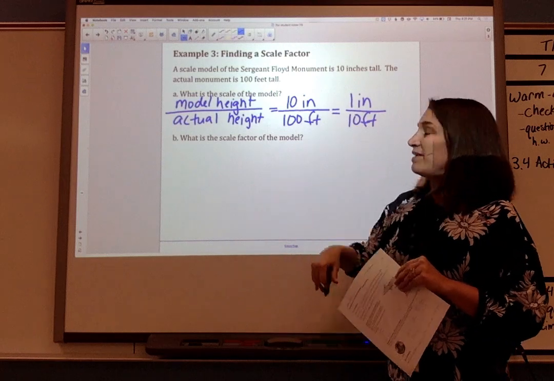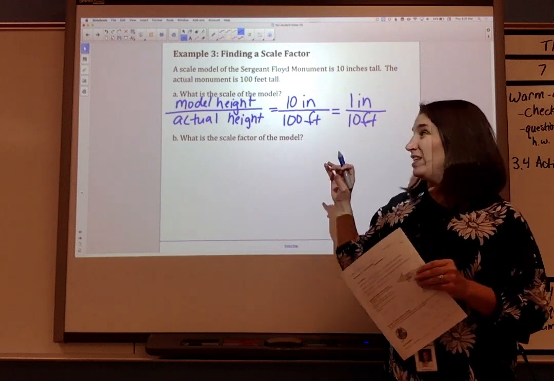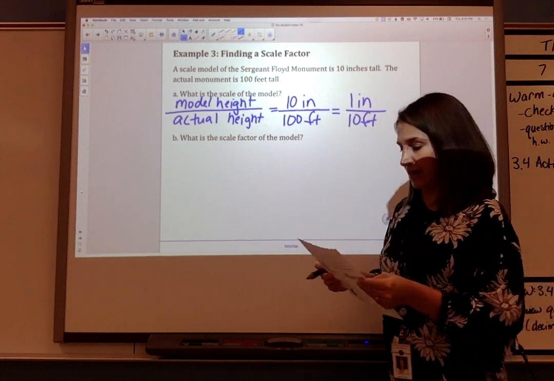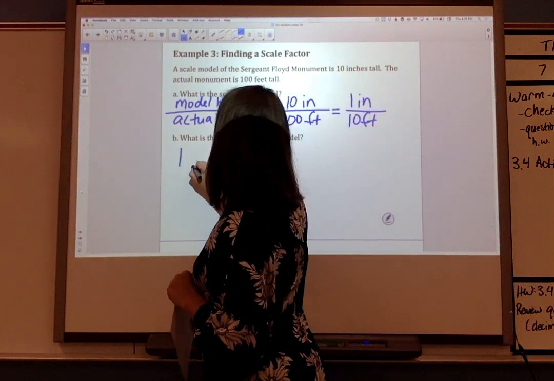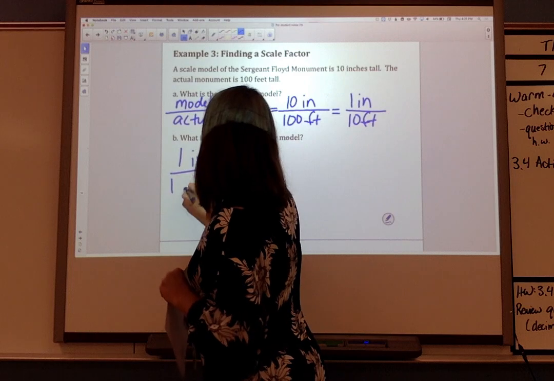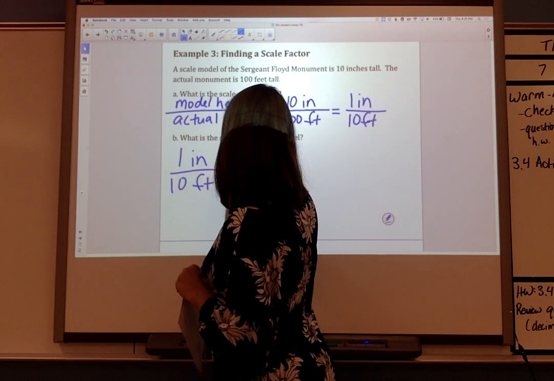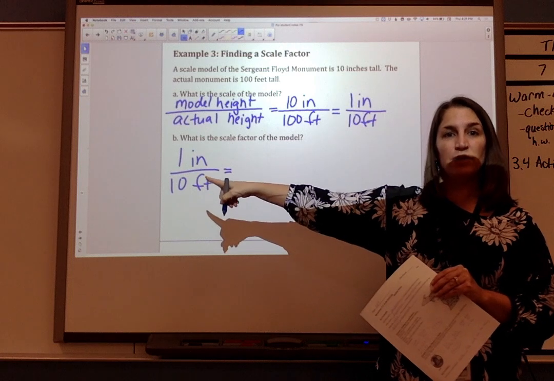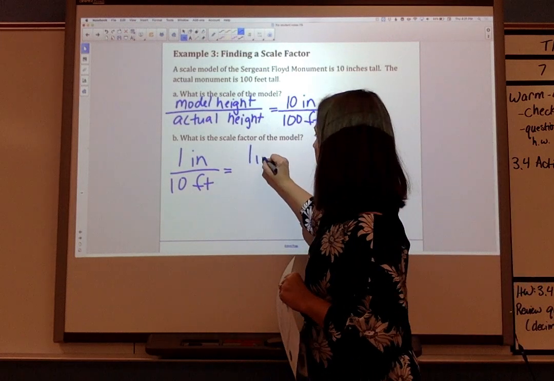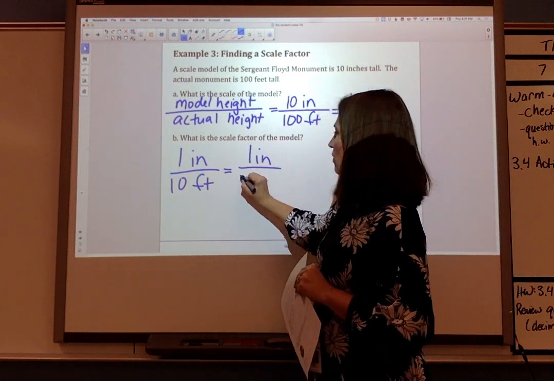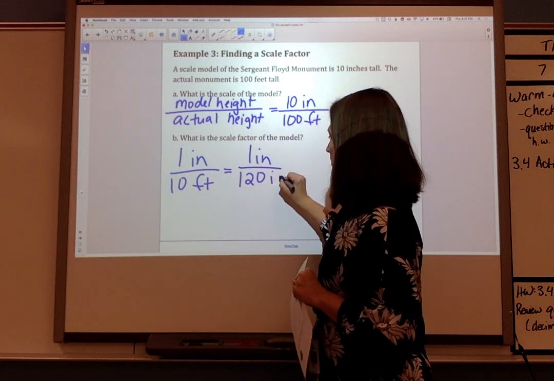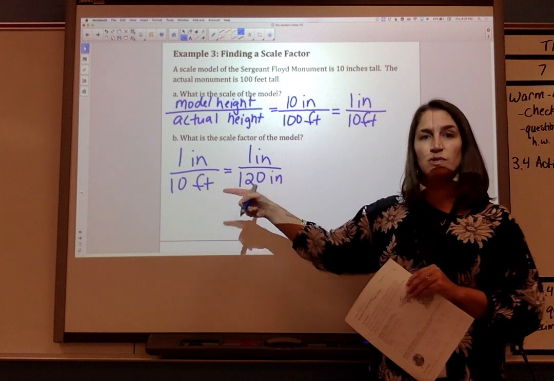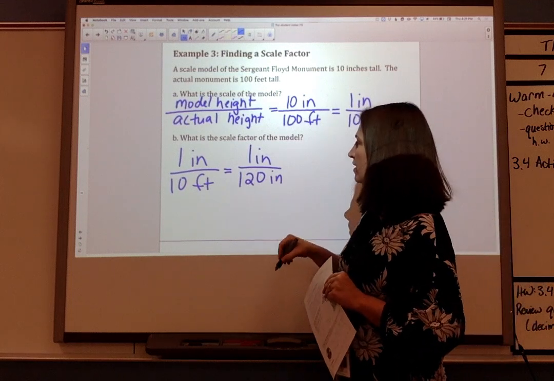Part B, we're going to find the scale factor. So that means we need to be using the same units. So it'll make sense to use inches in this case. So we'll start with the scale, which is 1 inch to 10 feet. And then we're going to rewrite the feet in terms of inches. So that means 1 inch equals 120 inches, because every foot is 12 inches. So 10 times 12 is 120.